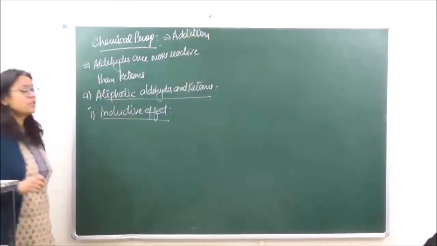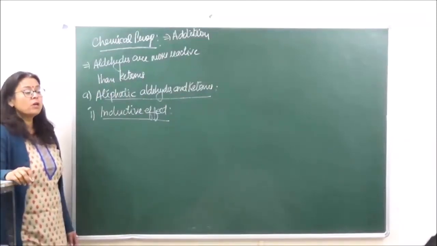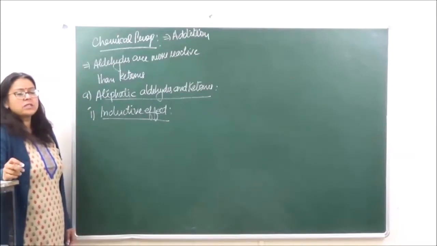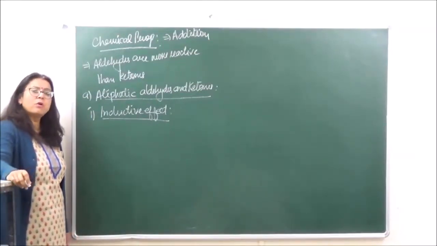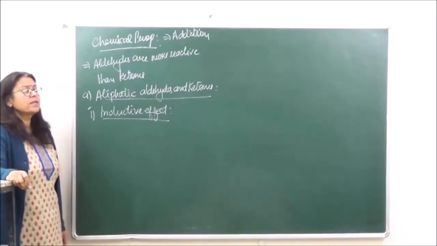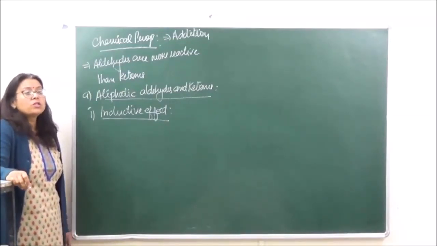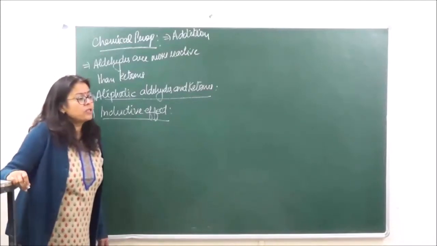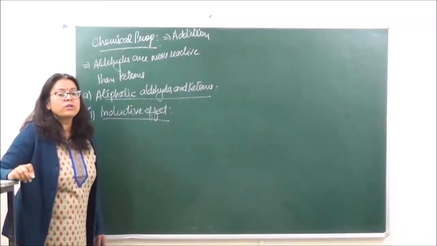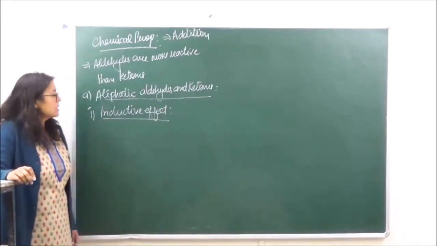Now why addition reactions? Because there is a C double bond O which is present. Although these addition reactions are going to be quite different from C double bond C. Why? Because when we are talking of addition reactions over here, in case of C double bond O, oxygen being more electronegative, the electrons are going to get delocalized to oxygen, while the oxygen is going to get a negative charge. So that we will discuss later.